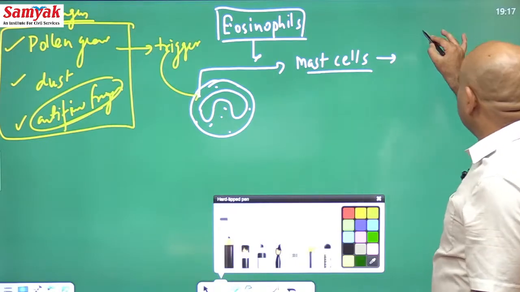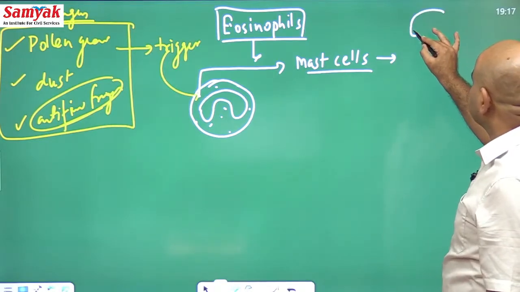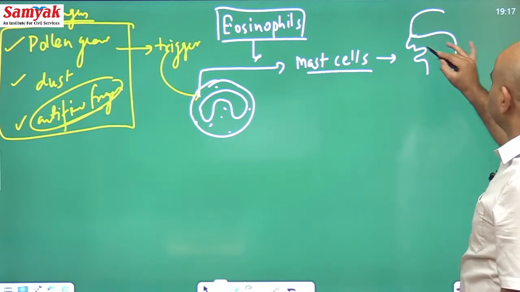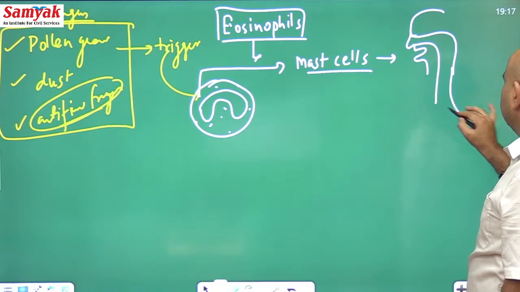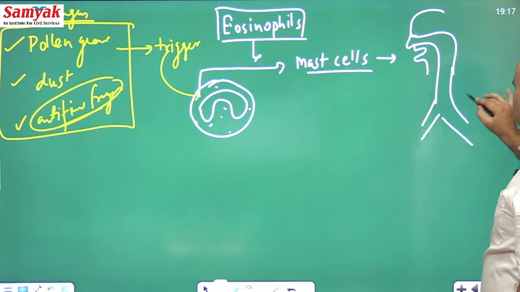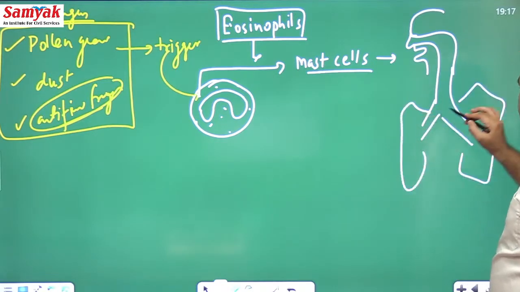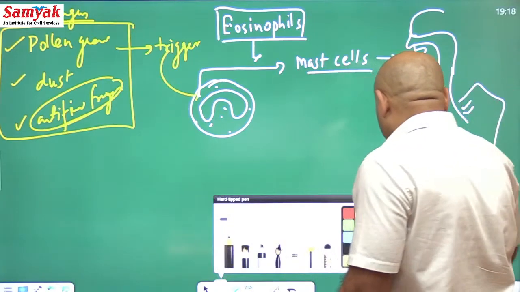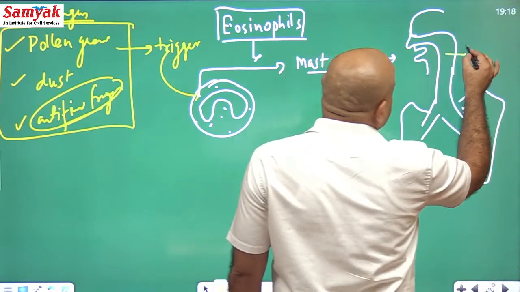For example, in our nasal path, just imagine this is our nasal tract or nasal path. Now in our nasal path, the target of allergy is this area. The first tube which is going inside is named as trachea.